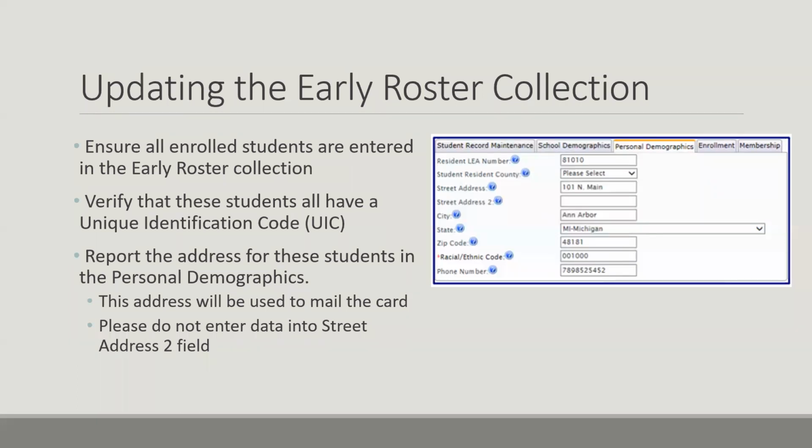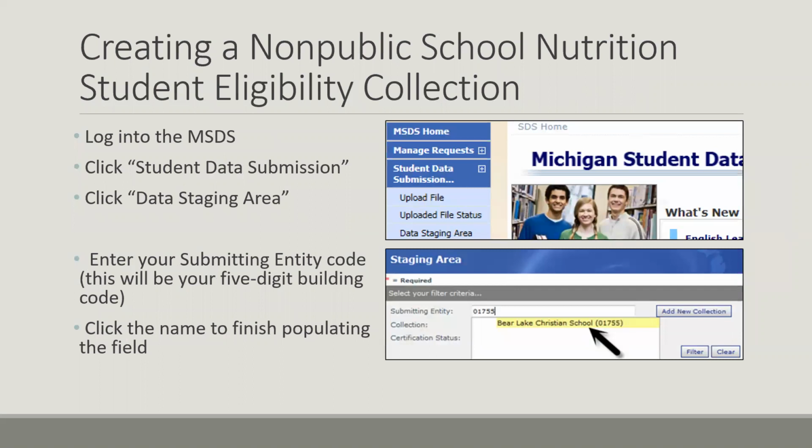It is important for both the directly certified students and students who are eligible via an application to have correct addresses on file. The non-public school nutrition student eligibility collection has a similar format and process to the early roster collection, which will hopefully make the process easier for users. Currently, you can only complete the student eligibility collection manually. The file upload functionality is currently being developed.